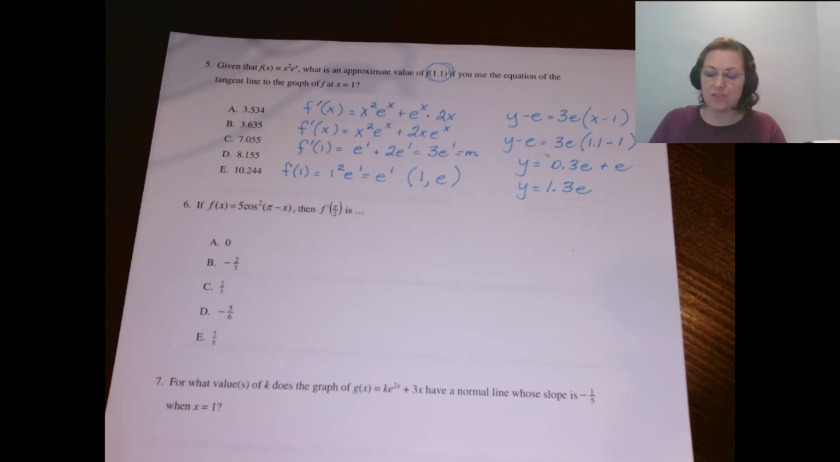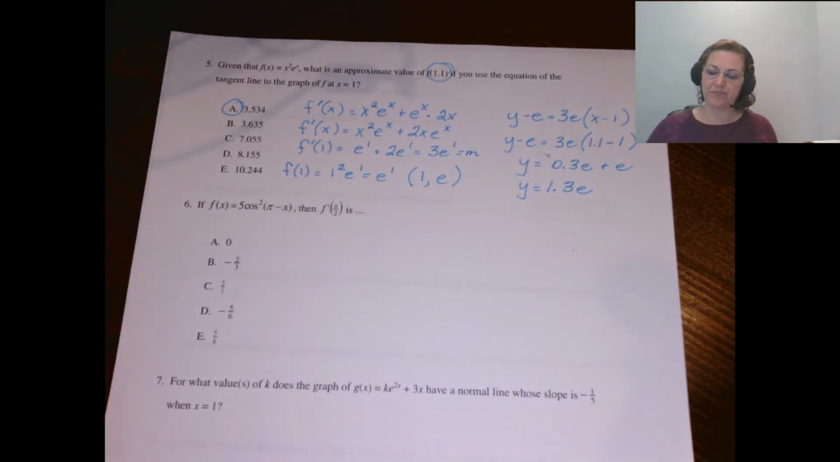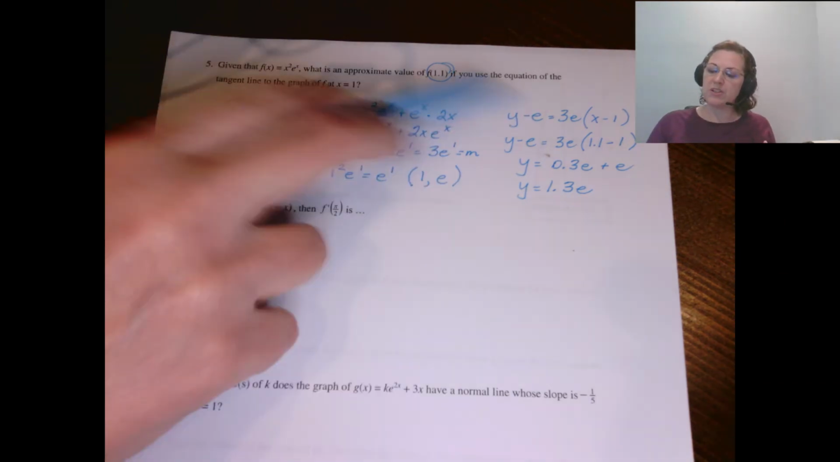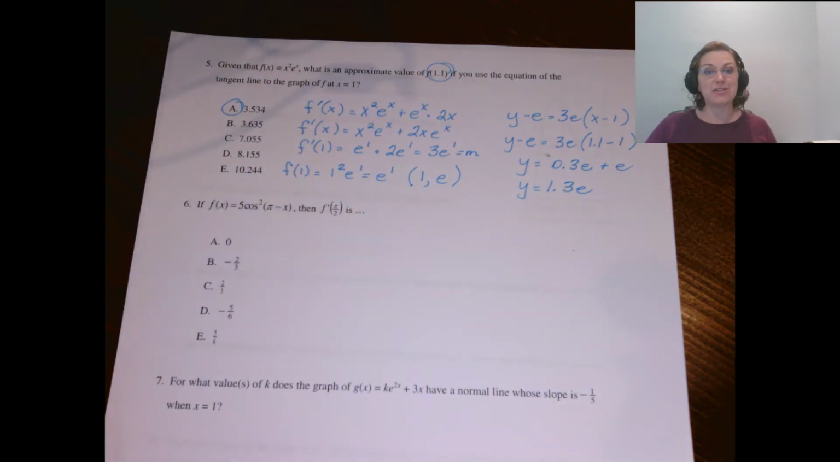And I got that 3.534 there in A. Okay, so what did we do there? We wrote the tangent line. When we wrote the tangent line, then we plugged in 1.1 for x to get our final answer. All right, look at 6.